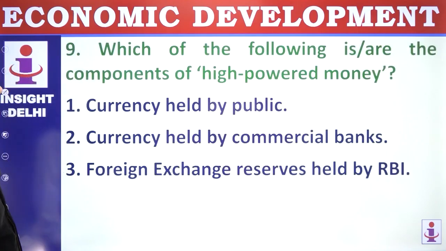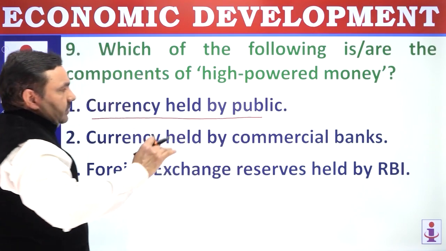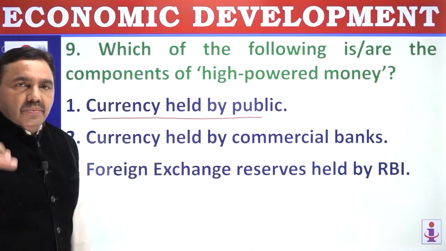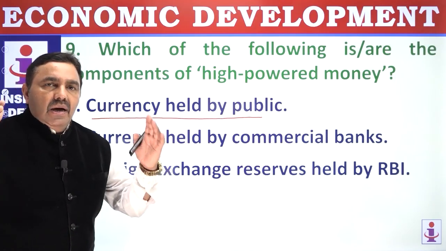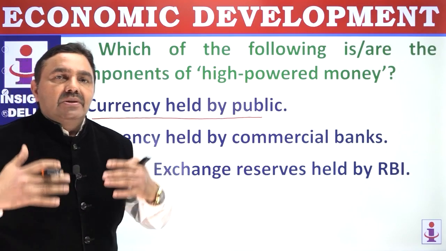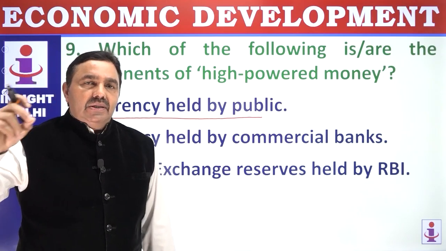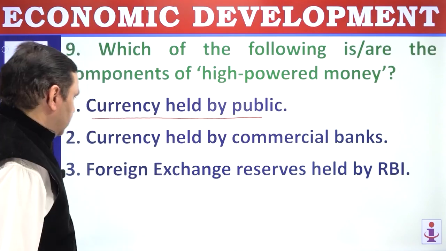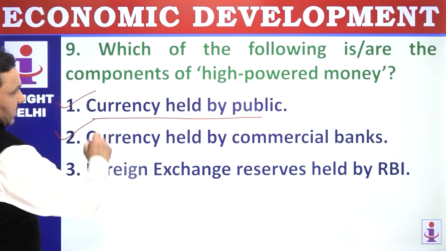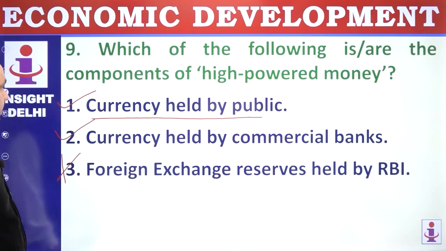Number 9, which of the following are components of high-powered money? High-powered money means the money which is there with the public and with the banks, which the people can use, which is basically a liability of the central bank or the monetary authority. High-powered money is the money that the monetary authority owes to the people. If you have seen currency notes, the Reserve Bank governor says, I owe 1,000 rupees to the holder of this particular currency note. So high-powered money means currency held by the public and currency held by commercial banks. Foreign exchange is not a part of this calculation. So 1 and 2.